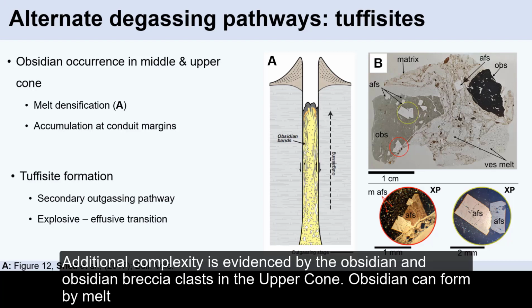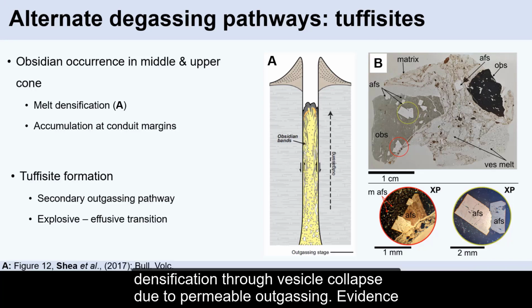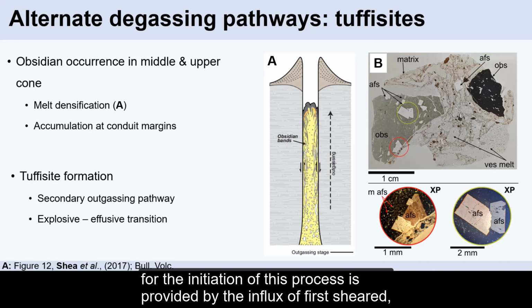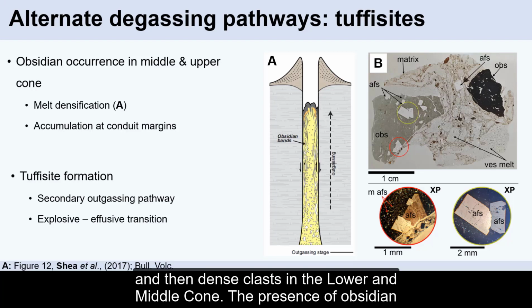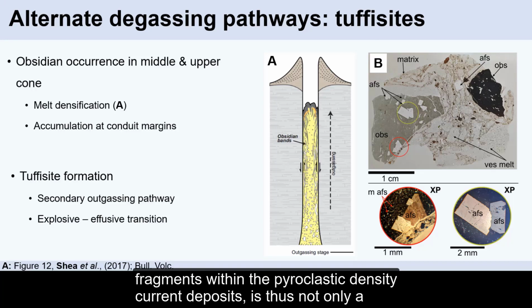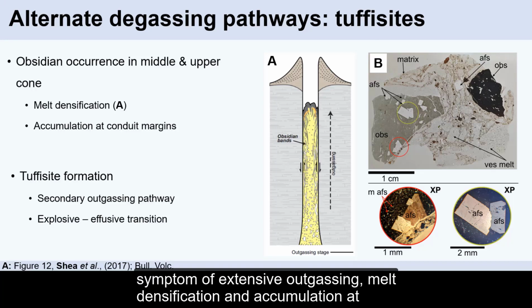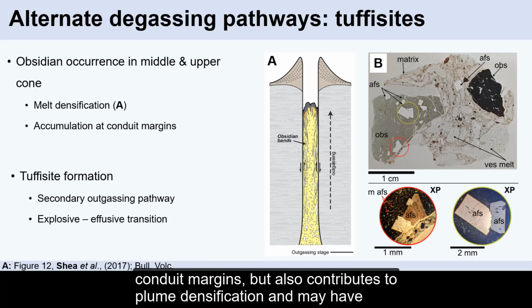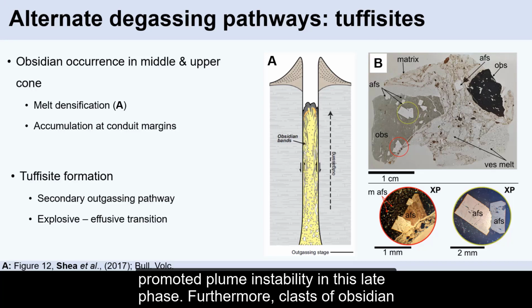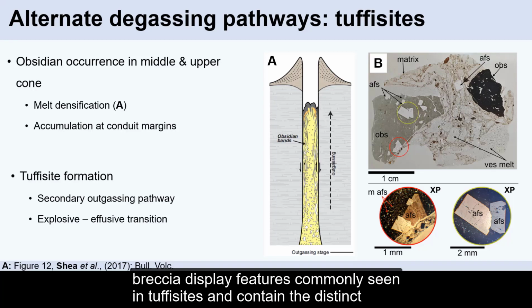Additional complexity is evidenced by the obsidian and obsidian breccia clasts in the upper cone. Obsidian can form by melt densification through vesicle collapse due to permeable outgassing. Evidence of the initiation of this process is provided by the influx of first sheared and then dense clasts in the lower and middle cone. The presence of obsidian fragments within the pyroclastic density current deposits is thus not only a symptom of extensive outgassing, melt densification, and accumulation at conduit margins, but also contributes to plume densification and may have promoted plume instability in this late phase.